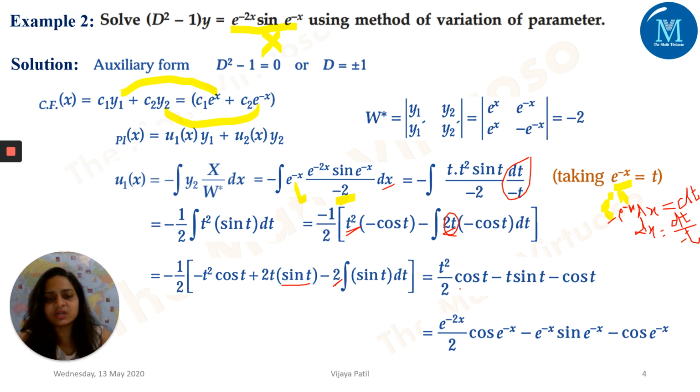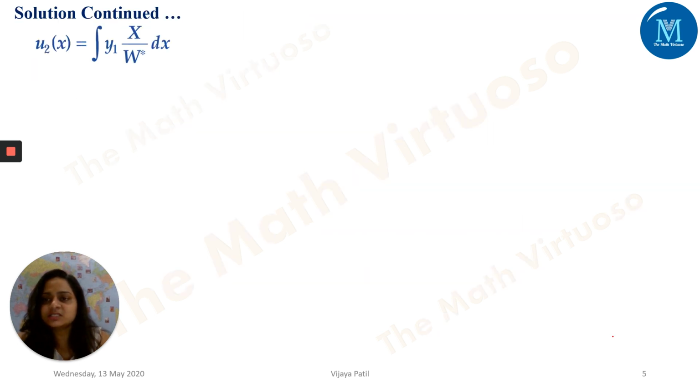So this is what is the u1 of t, but we are not interested in that. We are interested in u1 of x. So we just give that substitution back. So the back substitution: t square can be replaced as e to the power minus 2x by 2 cos of e to the power minus x, minus e to the power minus x sin e to the power minus x, minus cos of e to the power minus x. This is just u1 of x. Let us go for u2 of x.